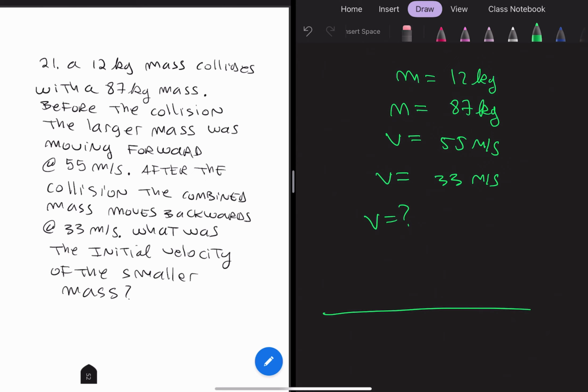So there's a collision, so there's going to be a before and an after. So before the collision, you have two masses. Mass 1 is 12, let's just say mass 2 is 87. The problem says that the larger mass is moving forwards at 55, so this is actually going to be mass 2 that's moving forwards with V2 initial. So the 55 is going to correspond to V2 initial. And there's going to be mass 1.